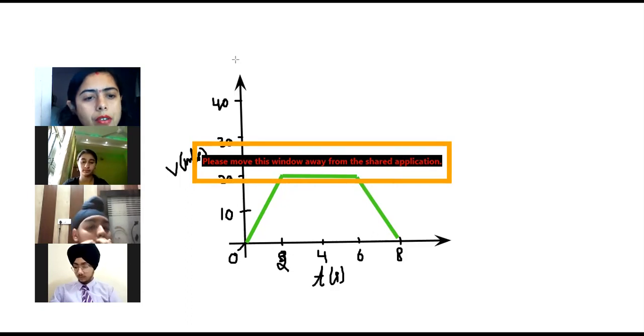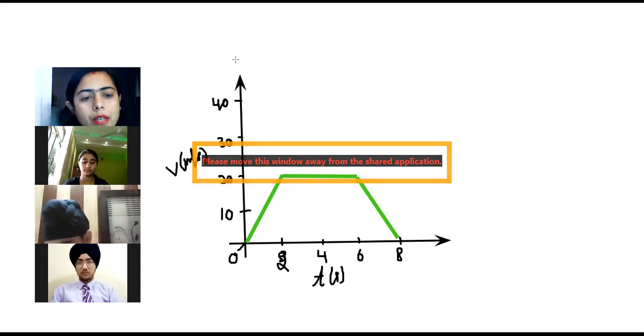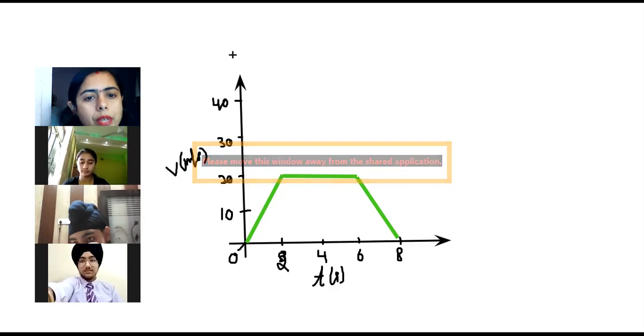You have to find out the displacement of the whole journey. So what do you have to do? You have to split it. You can break it into triangles and rectangles, and you are going to tell the answer.